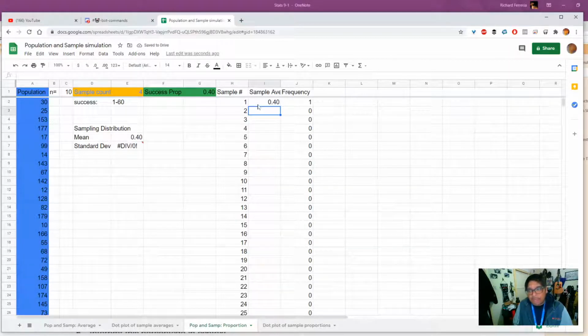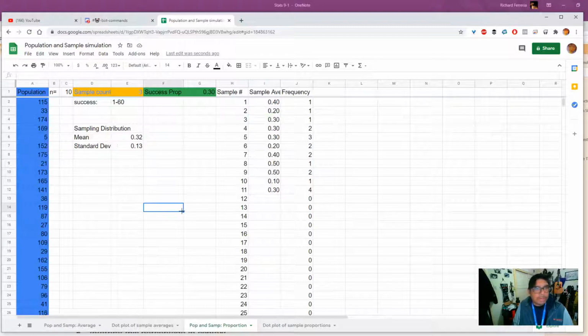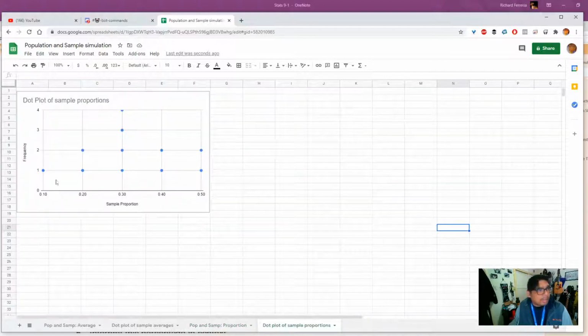So we're going to do a few of these. Here you see I've already done 11, and we can already see how the dot plot is shaping up over here. It looks like we're getting a peak over at 0.3, and it does look kind of single peaked and symmetric. So we're not going to know more until we confirm our suspicion. So we're going to do a few more of these samples.